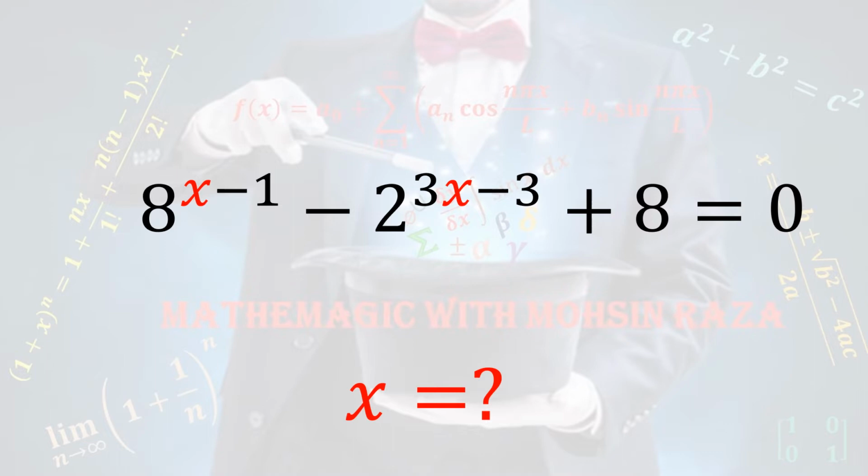So here the question says: 8 raised to power x minus 1, minus 2 raised to power 3x minus 3, plus 8 equals 0. Then what will be the value of x? So this is an exponential equation and we have to solve it quickly. How can we do this? So let's see.